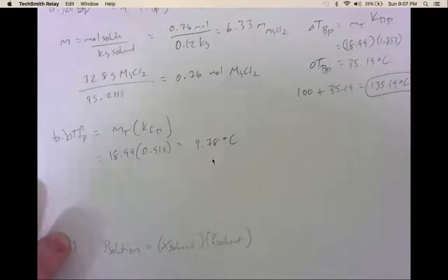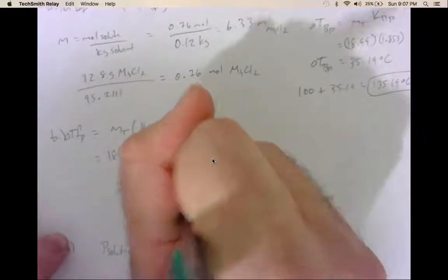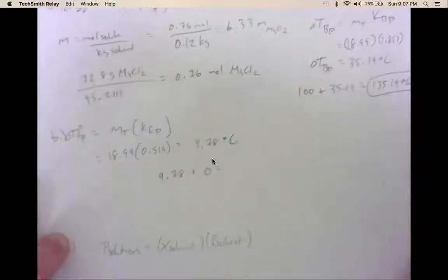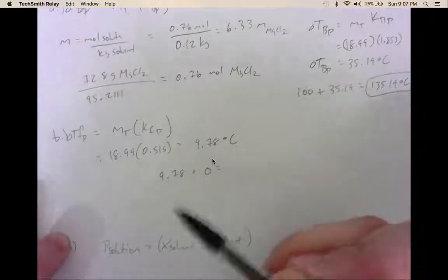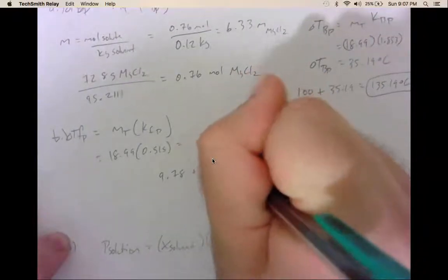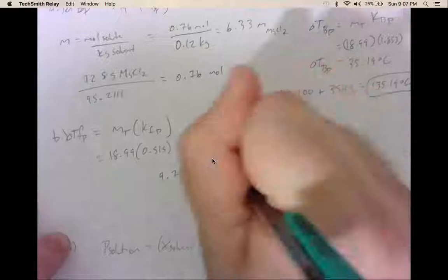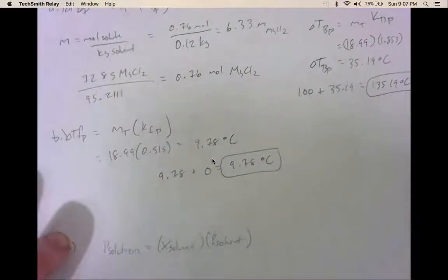The freezing point is a little different. We don't add it to 100. This time, we subtract it from 0 because water normally freezes at 0 degrees Celsius. And remember, this is the change, how much it changed. So we know our new freezing point is negative 9.78 degrees Celsius.